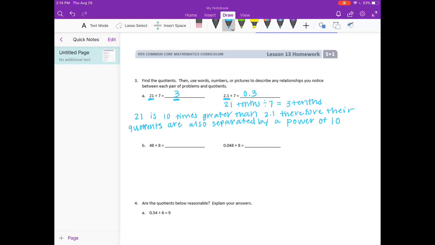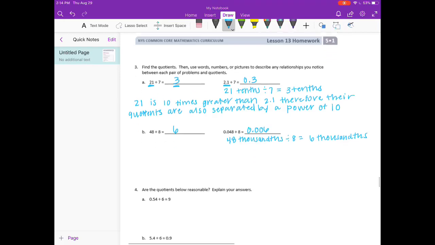All right, part B, 48 divided by 8. That is 6. So if we have 48 thousandths divided by 8, we get 6 thousandths. And I noticed the same thing. So 48 is not 10 times greater, but it would be 1,000 times greater than 48 thousandths. So 6 is 1,000 times greater than 6 thousandths. So you could write something along those lines.